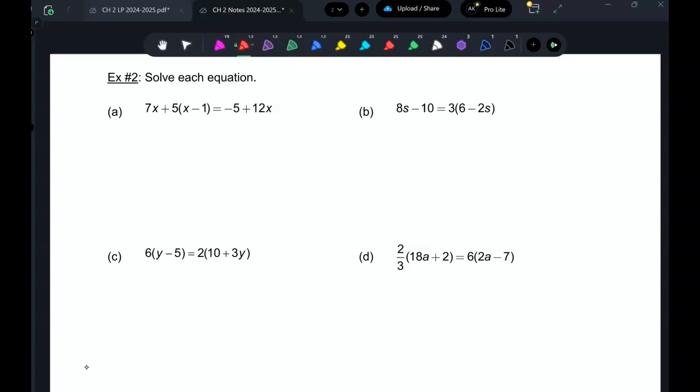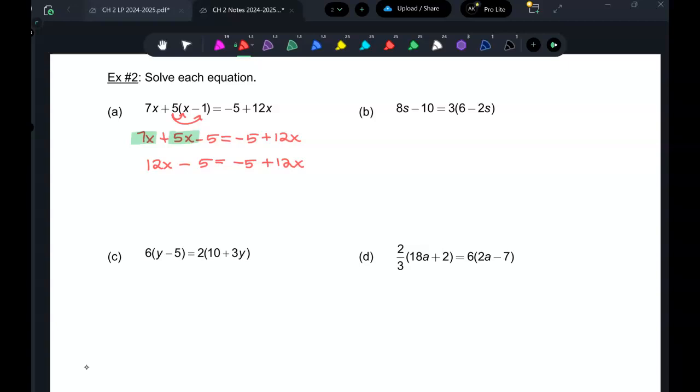All right. First thing, what do we need to do? Well, what's the first thing we have to do? So 7x plus 5x, distribute. So 7x plus 5x minus 1 equals... No, don't forget 5 times 1 is negative 5. Minus 5 equals negative 5 plus 12x. So when you put like terms together, 7x and positive 5x, 12x minus 5 is equal to negative 5 plus 12x.